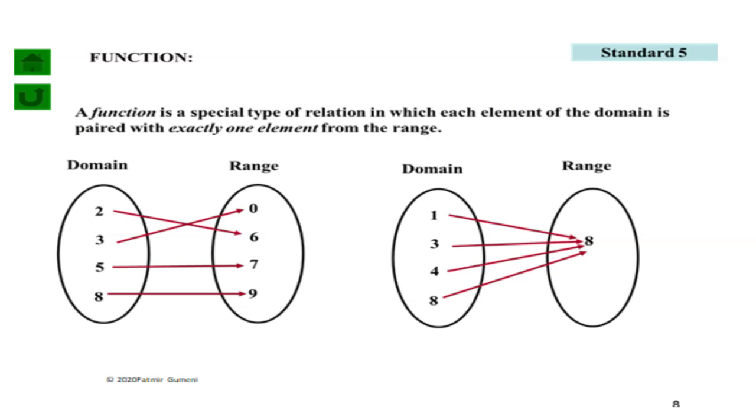Function. A function is a special type of relation in which each element of the domain is paired with exactly one element from the range. Here we have represented two functions by an arrow diagram.